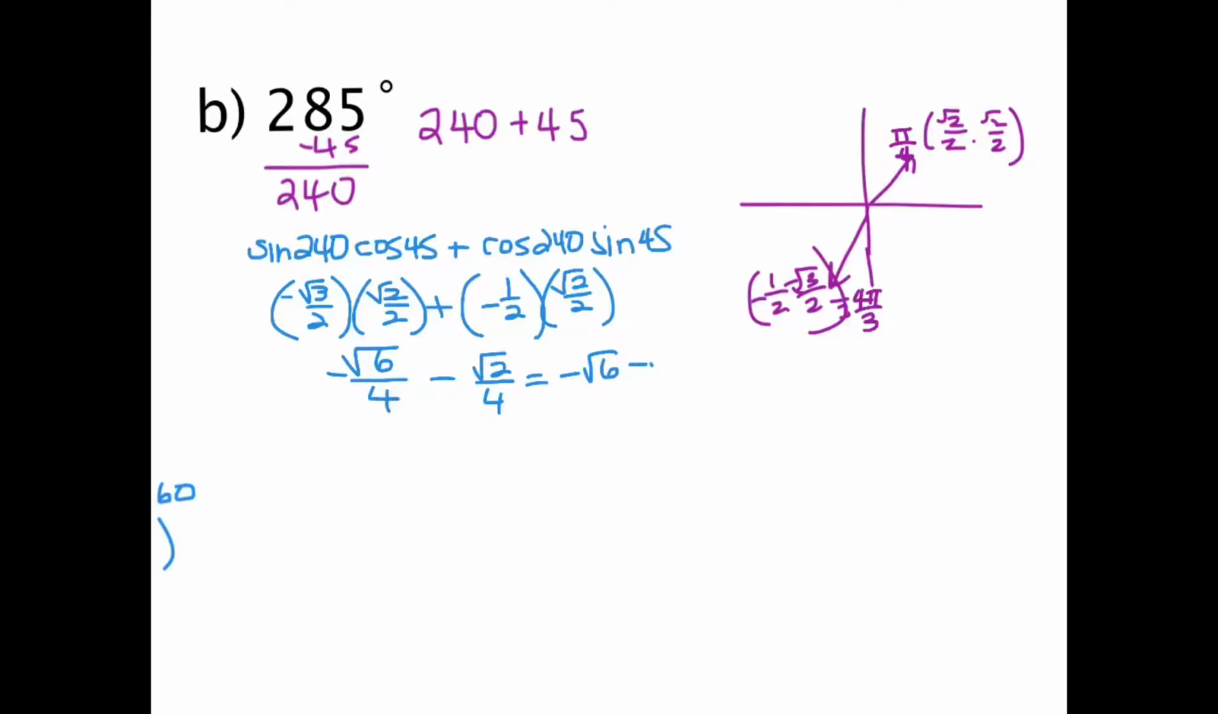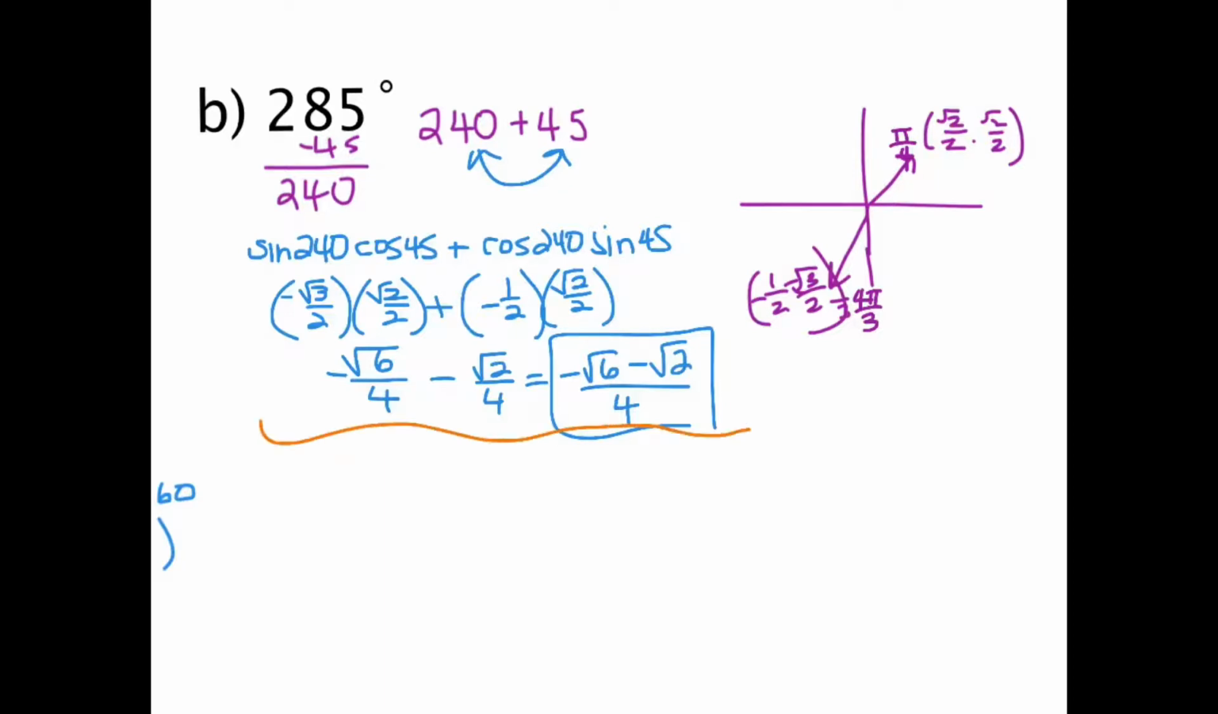And I get negative root 6 minus root 2 over 4. And again, if the order had switched, those two would have just switched. It would have been negative root 2 minus root 6, but it's still correct.